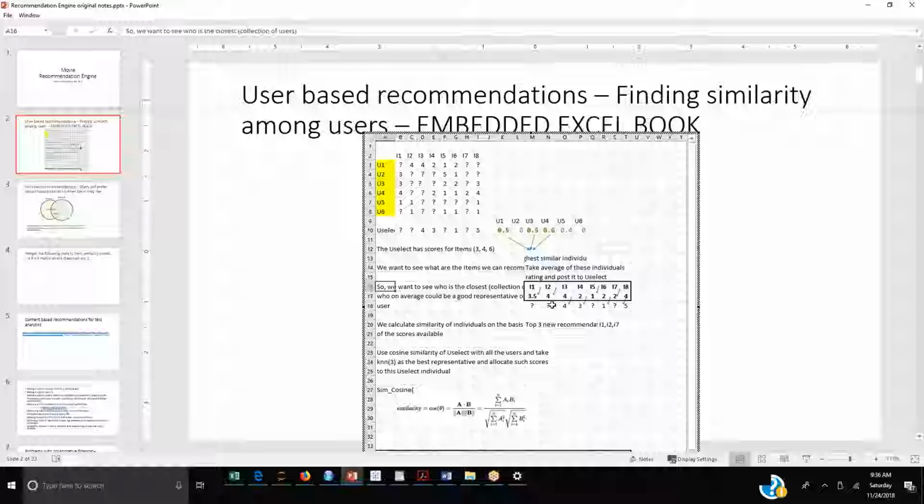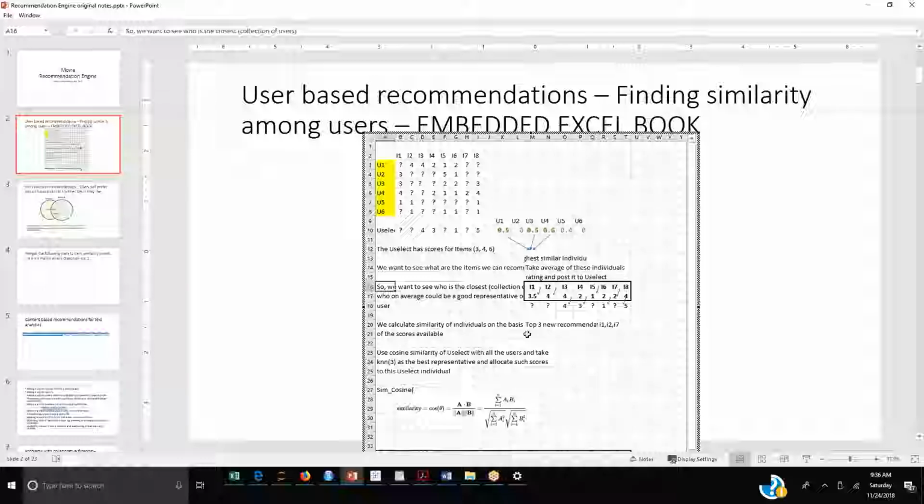So we want to see who is the closest. Again, I'm repeating, who on average could be a good representative user. If I use multiple people, it's an average. If I use only one, it's the single closest person. We calculate similarity of individuals on the basis of the top 3. In this case, I'm using the top 3 people, and I'm going to show the calculation for the top 3 similar people.